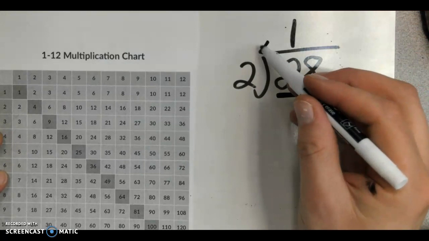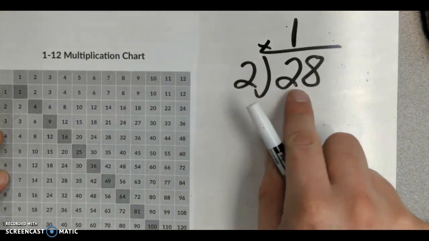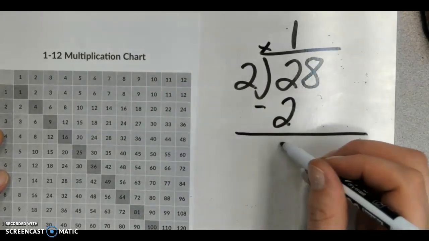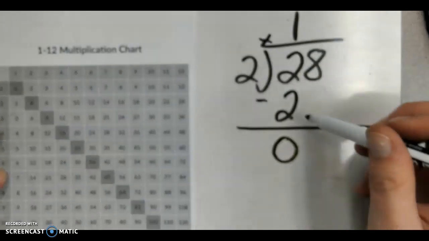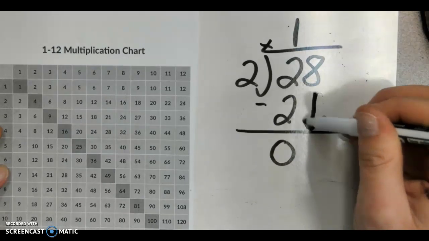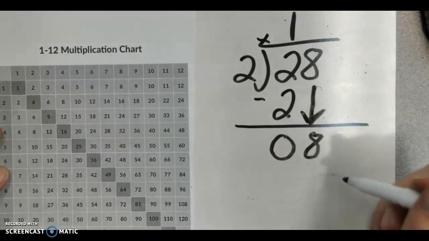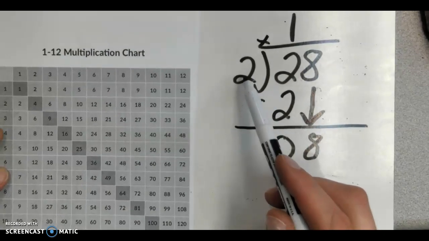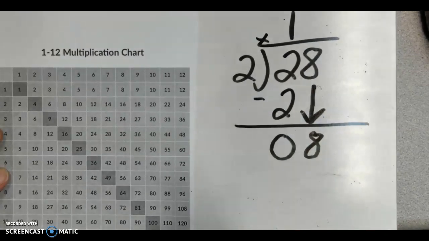I multiply. 2 times 1 is 2. I subtract. I get a 0. And then I bring down what I have left, which is 8. Now I look. I'm still dividing by 2. How many times can 2 go into 8?